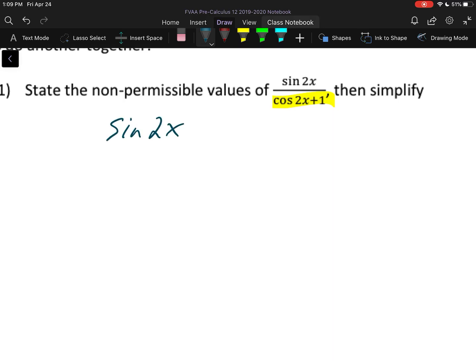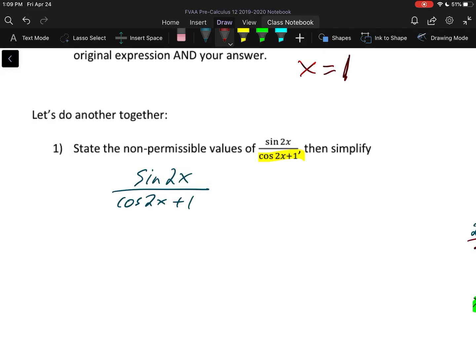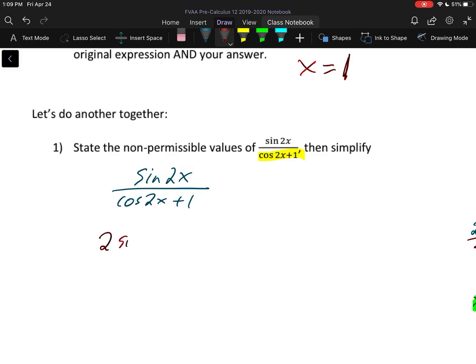Sine 2x over cos 2x plus 1. All right, so again, I want to substitute sine 2x into its trig identity here. I'm just going to look over. I'm not going to scroll up each time. Have your formula sheet out for this lesson, and it'll help you. So 2 sine x cos x is equivalent to that sine.